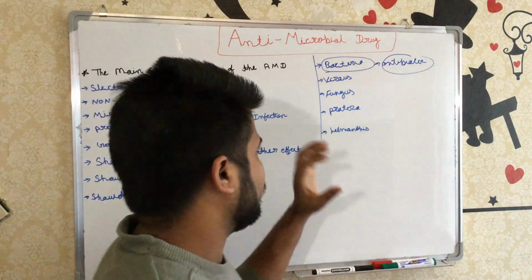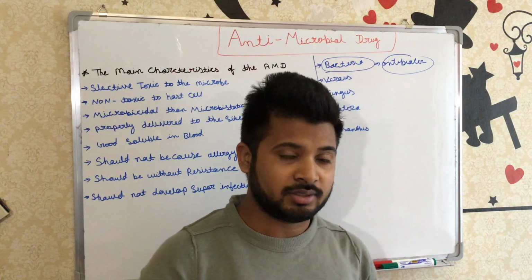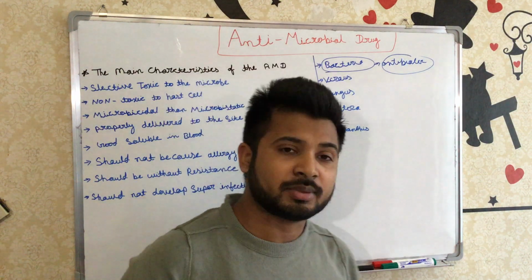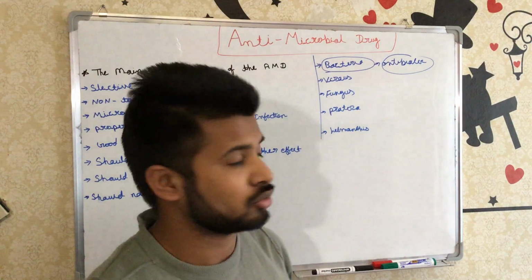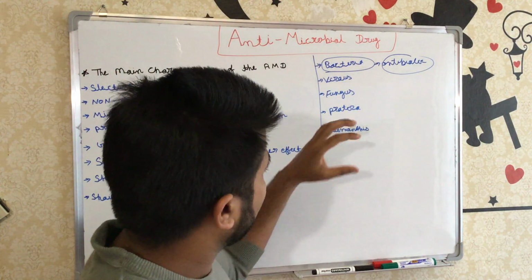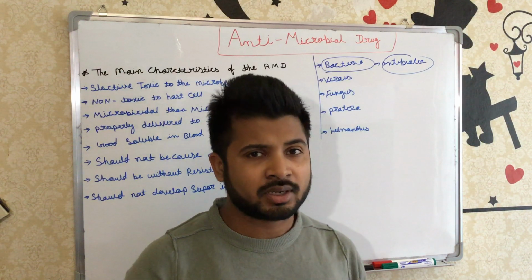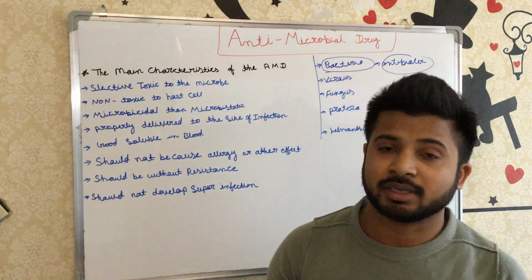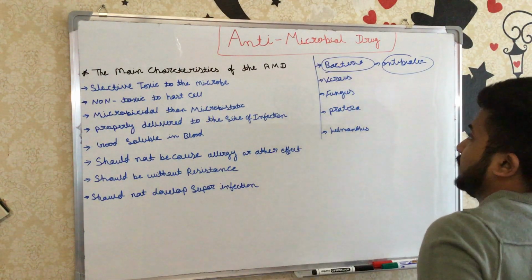Firstly we'll discuss antibiotics, because bacterial disease is more common than those from virus, fungus, protozoa and helminthes. So first we'll discuss bacteria, then we'll move on to other microorganisms. But before starting the antibiotic drug names, first we should know the criteria, the main characteristics of antimicrobial therapy. So let's talk about them first.